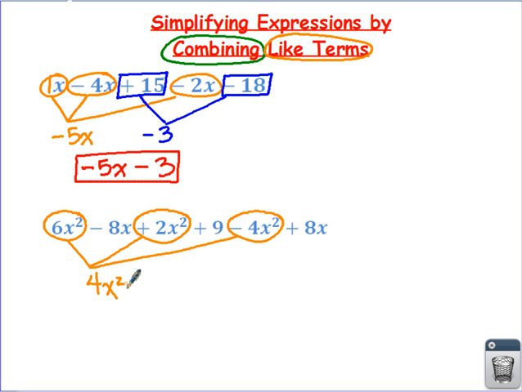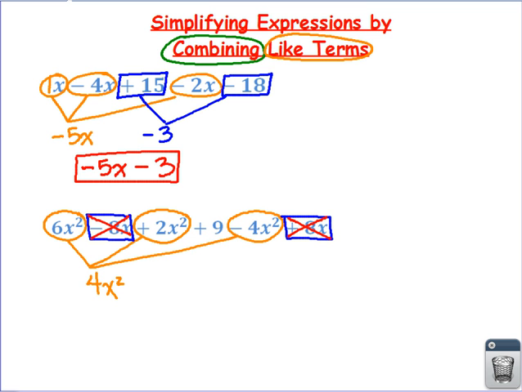Now I'll go ahead and take a look at my next term, which happens to be a minus 8x. So I'll look for anything that has an x. That would include my plus 8x. So if I add those together, a negative 8 plus a positive 8 will give me 0. So if it gives me 0, I'm just going to cancel them out.